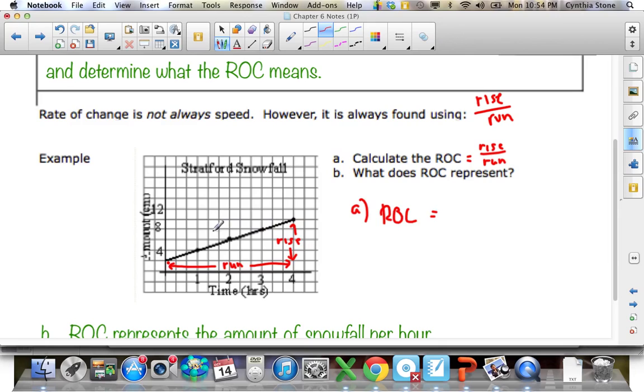And here we're given a little graph, some data. And this is centimeters of snow. So my unit here is centimeters. I'll just write that down now. And my unit here is hours. So units for rate of change follow the same pattern as speed as well, because speed is a rate of change. It's just a particular example. So we want to find our rise, we want to find our run.